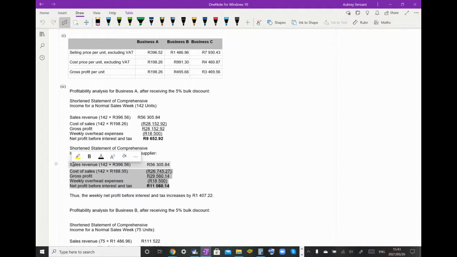2.3 we did together. 2.4, I think we actually did that together as well. Yeah, 2.4 we actually did together. That was where we were adjusting. And then 2.5 we did together. That was when we did tax together.